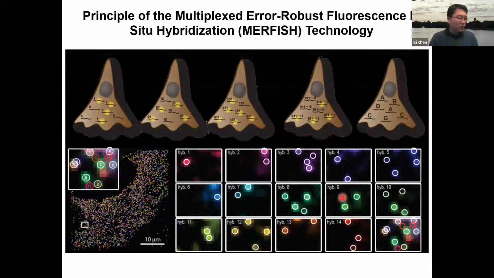So basically, there's a series of hybridizations, and from the raw data, you see pseudo-colored spots. From which cycles you can detect spots, you can determine the transcript.